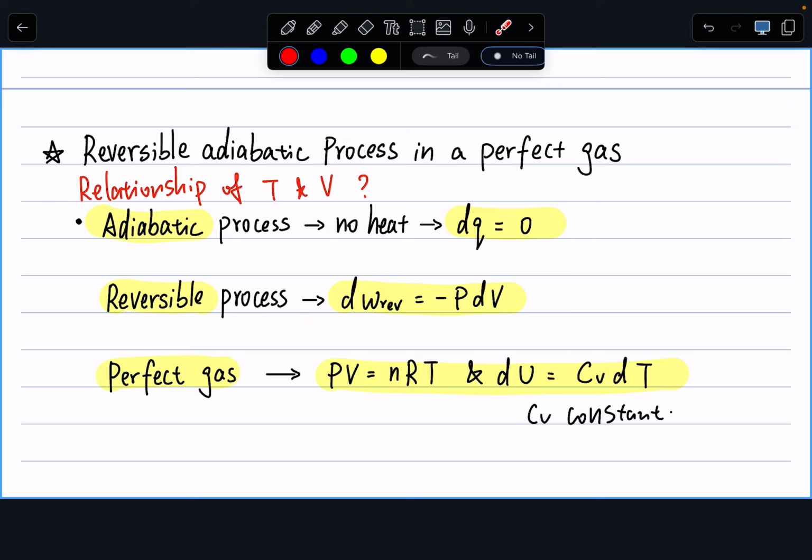So this is the general expression of temperature and volume if we're talking about a perfect gas or ideal gas, adiabatic, with constant Cv, and reversible PV work only. Any questions on this part?